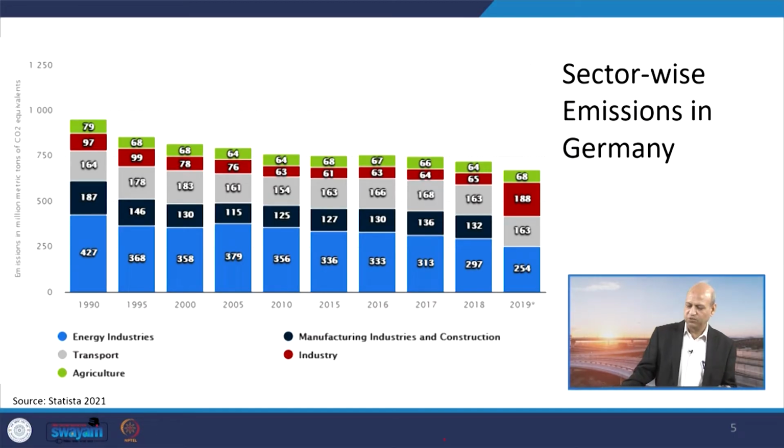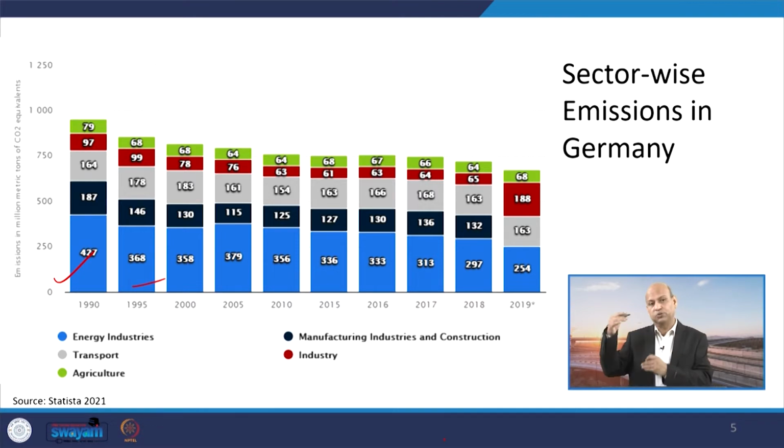If you see the sector-wise emissions in Germany, the biggest emitter is the energy industries. Over the years you can see the trend is decreasing, the total emissions are reducing, which means their policies and technology interventions are good. But if we compare different sectors, we have to compare their contributions.